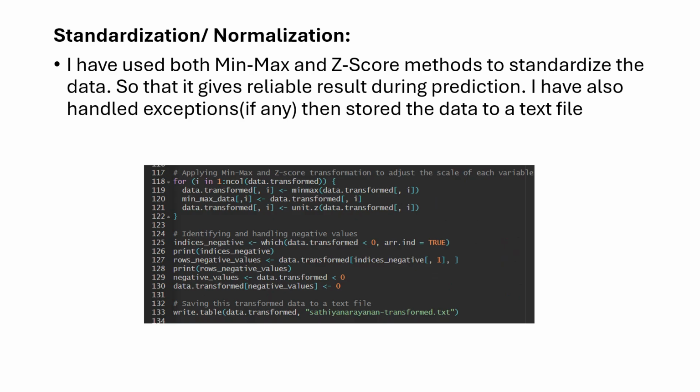Next slide. In standardization and normalization, I have put min-max methods and the z-score methods to standardize the data so that it gives reliable results during our prediction. These are the codes used here.